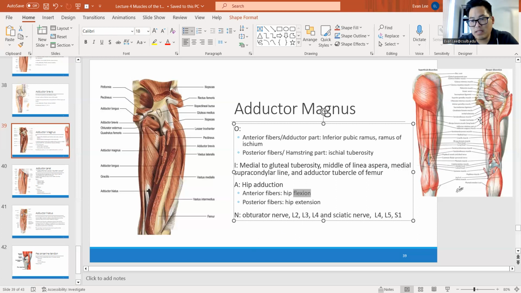But at the very least, remember that it's big, it's adductor magnus, and it's going to be innervated mostly by obturator nerve L2, 3, and 4, but then also the sciatic nerve L4, 5, and S1.